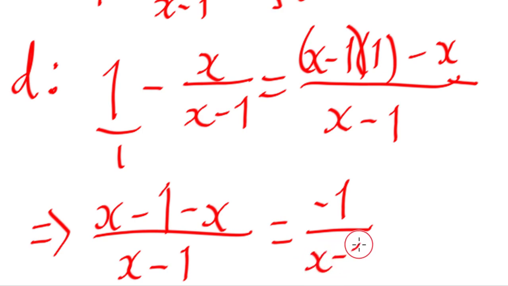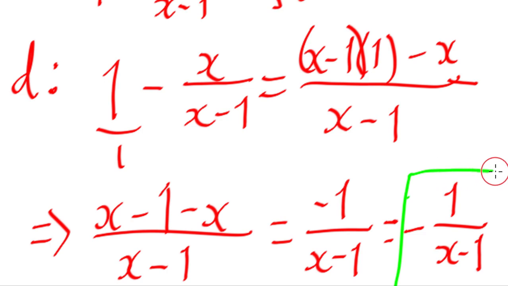Or if you want, this can be rewritten as negative 1 all over x minus 1. I just put the negative sign outside. It's just the same. So this is our main denominator. What we will need to do is to put this main denominator in our fraction. Let me box this so that we won't get lost again.